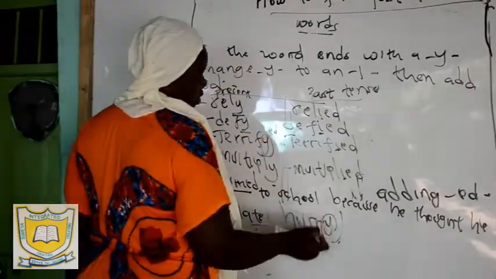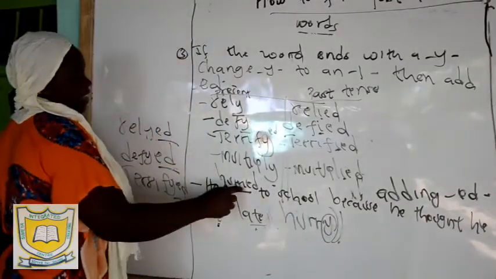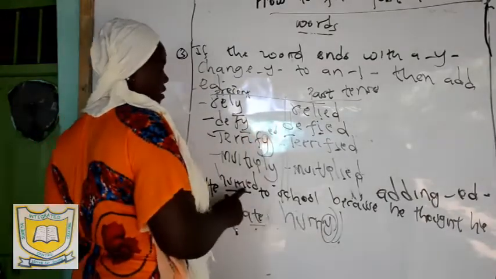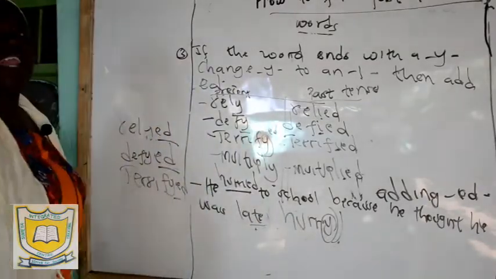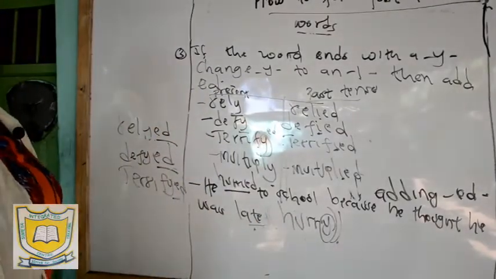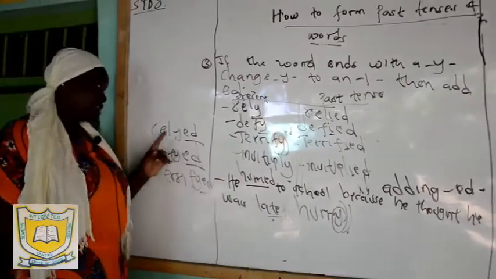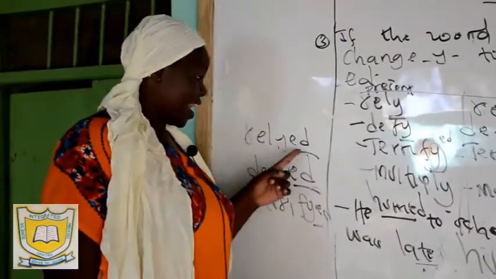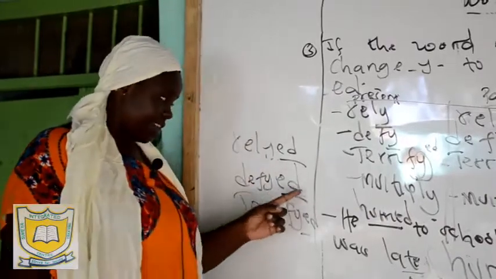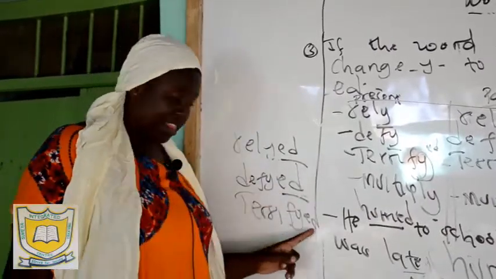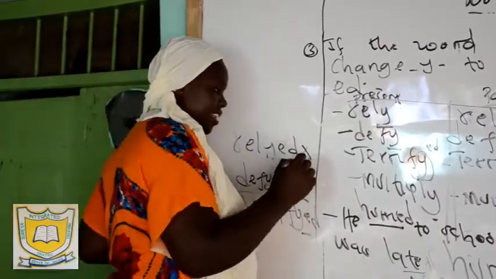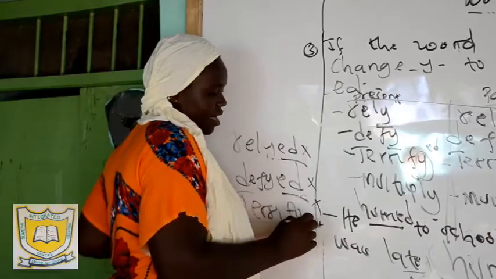Past tense. Why? I omitted the Y, and then once I omit the Y, I replace it with an I, and then I add an ED to form its past tense. Most of you are going to write this: relied with a Y, defied with a Y, terrified with a Y, and then an ED. These are all wrong.